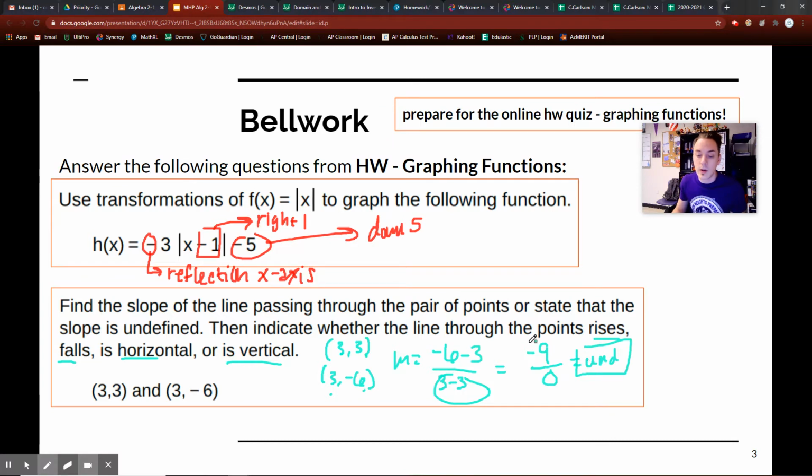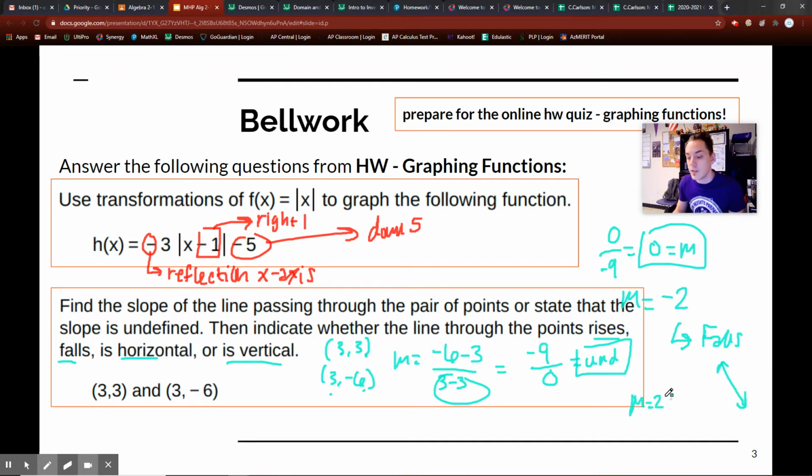So it's going to tell you whether or not it's undefined if there's a 0 in the denominator. If there's a 0 in the numerator, let's just say it looks like this. This is what we call a slope of 0. Now let's just say it's a negative 2. If your slope is negative 2, what does that mean, guys? It means it falls. So your line looks something like this. It falls down. What if I had a slope of 2, a positive number? It means it goes up.